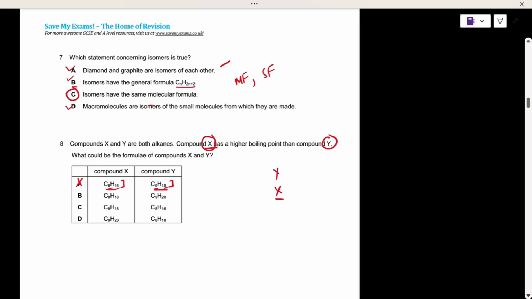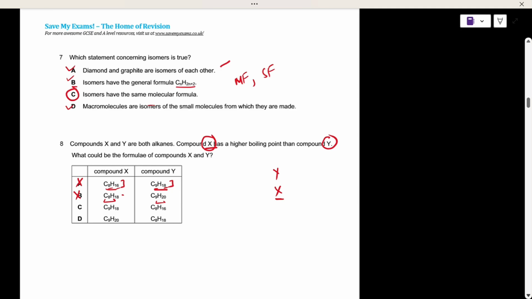Why? Because we need a structure where the carbons and hydrogens for compound X are more and compound Y is less. Why? Because X has a higher boiling point. So X needs to be second or third in the series, not at the start. Okay, so this is why this is wrong. Let's see this one. C8H18 and C9H20. Again, the same thing. This is also wrong. Why? Because compound X is smaller than compound Y. That cannot happen. Let's see part C.